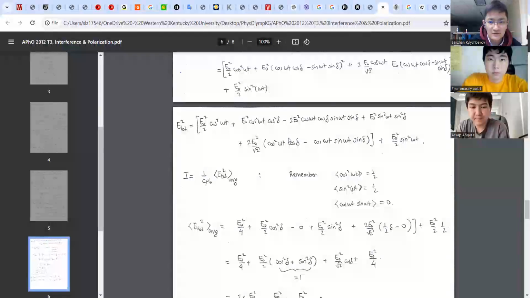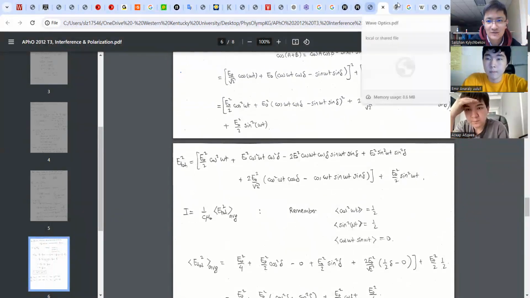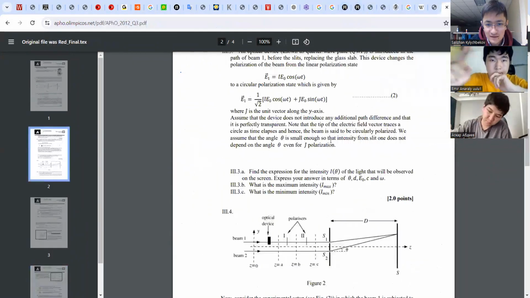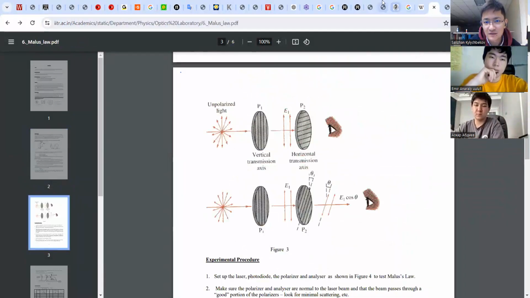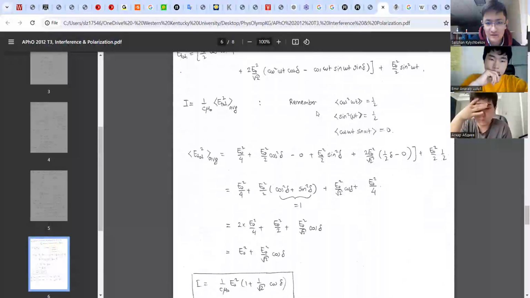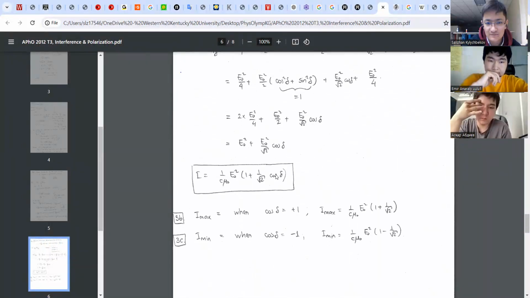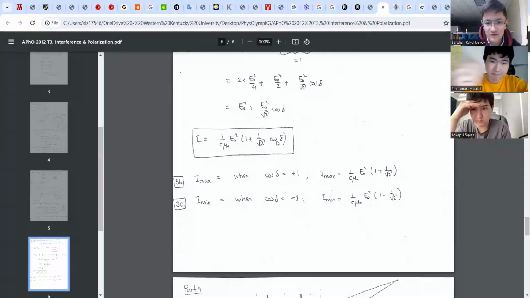Good. It's trigonometry heavy a bit. What's the maximum intensity? What's the minimum intensity? If you solve it you will see, the final answer is given like this. So maximum is when cosine delta is +1. Cosine delta can extend from +1 to -1. The minimum is when cosine delta is -1.